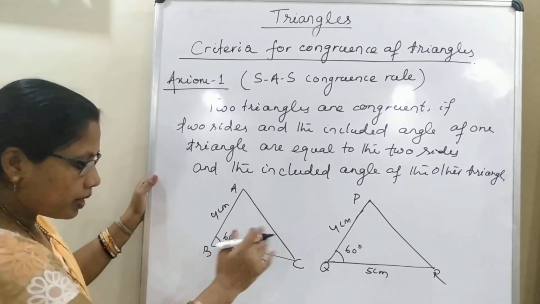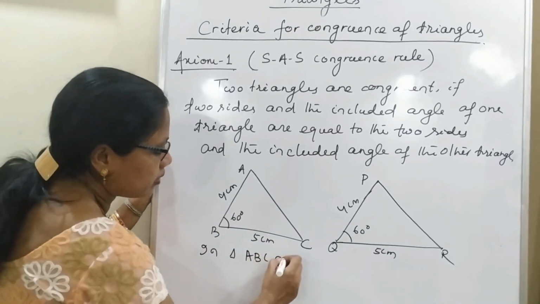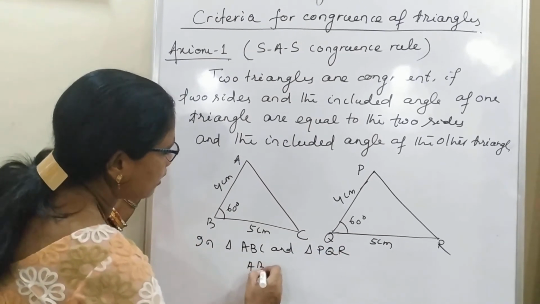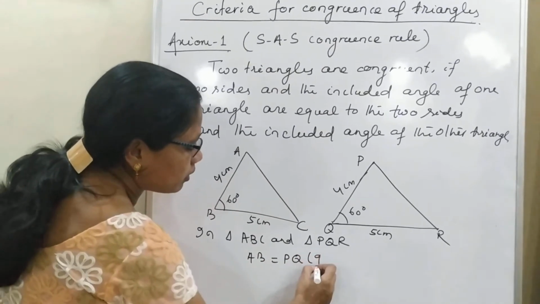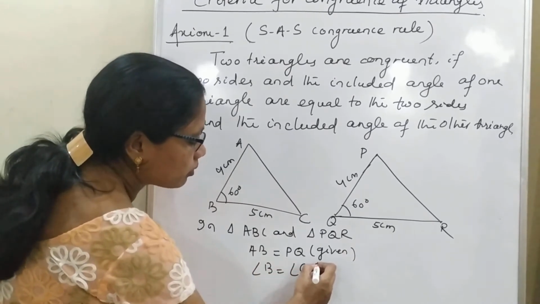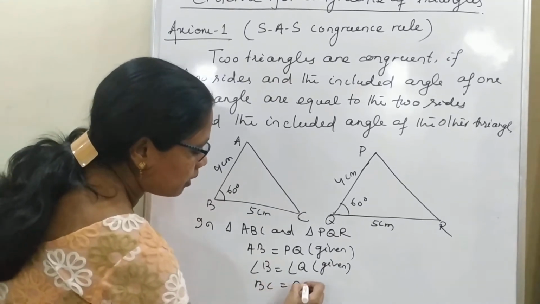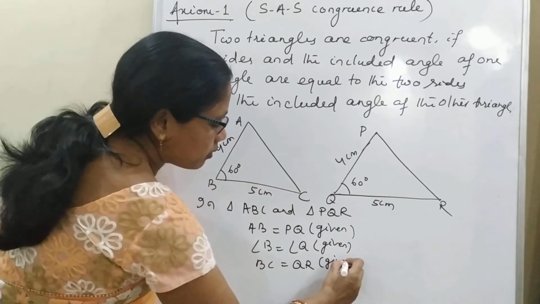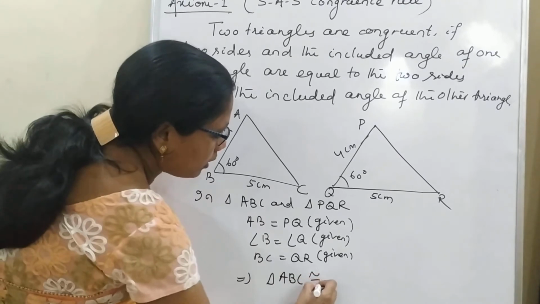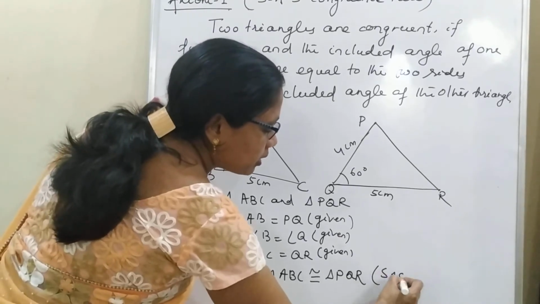So what are the equal parts? We have to write in triangles ABC and PQR. Here it is given that AB is equal to PQ. Then angle B is equal to angle Q, it is also given. And BC is equal to QR, it is also given. So this implies triangle ABC is congruent to triangle PQR by the condition SAS.